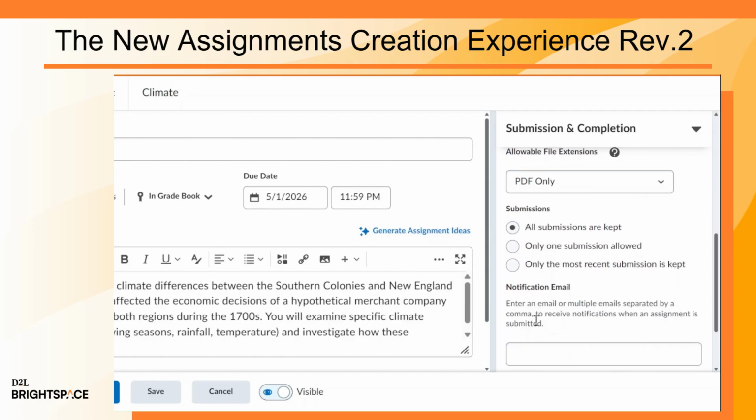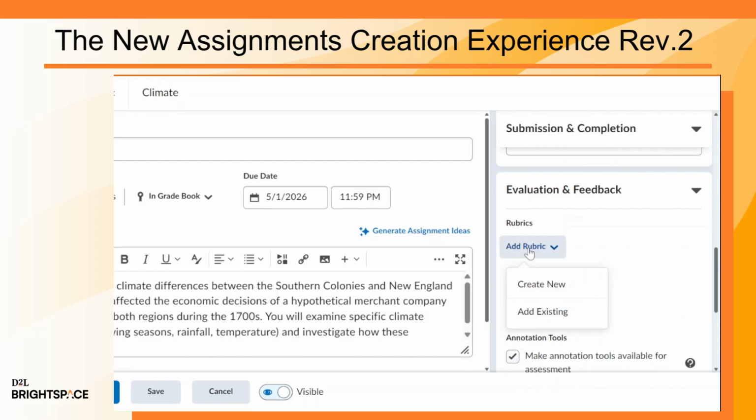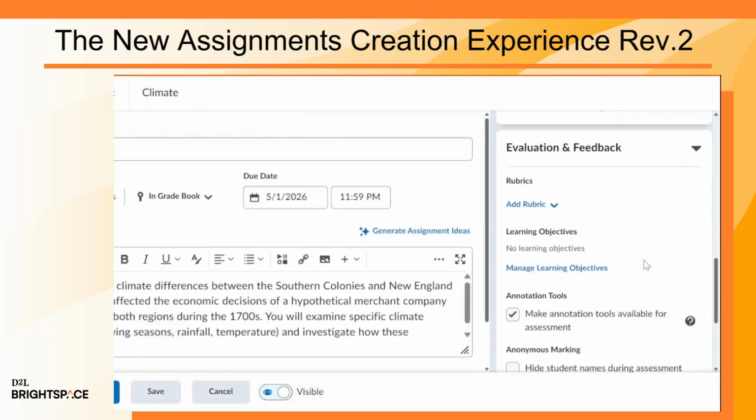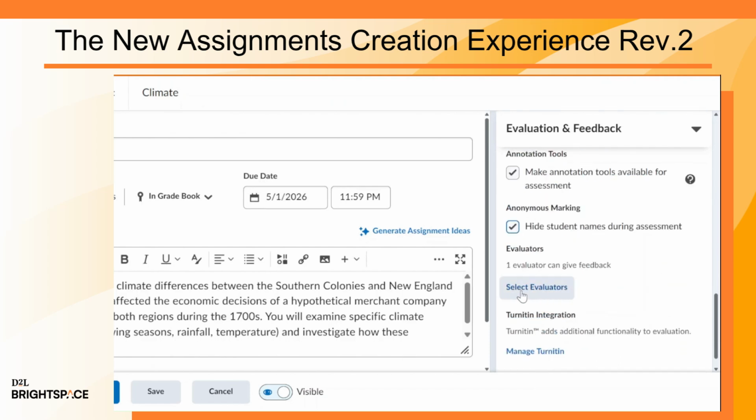In the Evaluation and Feedback menu, click Add Rubric to add a rubric. Click Manage Learning Objectives to associate learning objectives with the assignment. Choose to enable or disable annotation tools and anonymous marking by selecting the respective checkboxes. Under Evaluators, you can also select a group of evaluators to use delegation or co-marking to evaluate an assignment.